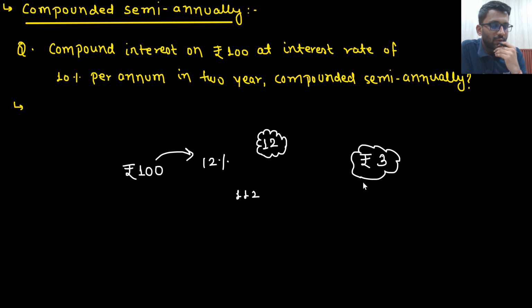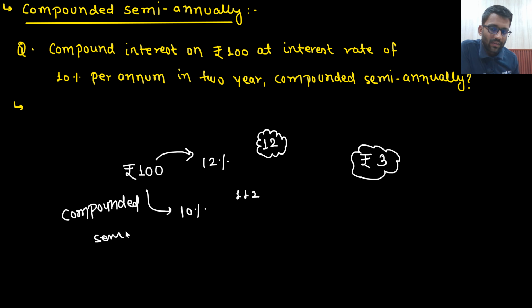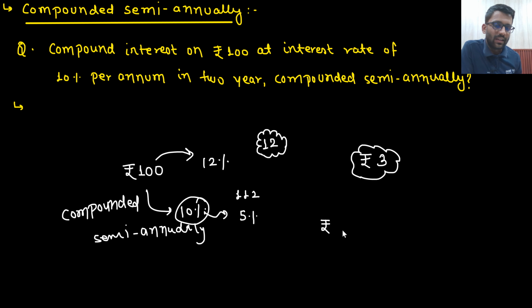So what I will say is, sir, give me at 10% interest rate, but compounded semi-annually. What do you mean by that? That means after every 6 months I will pay half of this, that means 5%. So what I am going to do, basically, I had 100 rupees. I have taken 100 rupees.